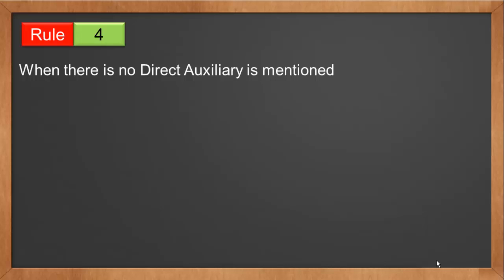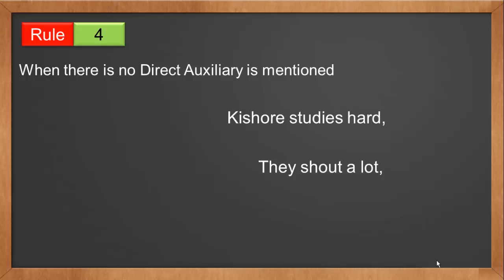Rule number 4. Now please concentrate. When there is no direct auxiliary, so if there is no is that can be made isn't, what to do? For example, Kishore studies hard. We can't say studies he. Okay, it does not fit. They shout a lot. Shouldn't they? No, that's wrong. She bought a dress. Boughtn't she? No. There are no direct auxiliaries over here. So rule number 4 will come to your rescue. And what is that?